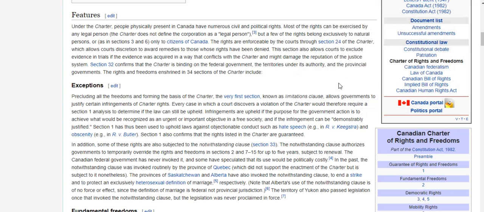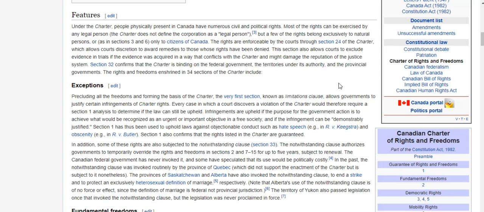These rights are enforceable by the courts through Section 24 of the Charter, which allows courts discretion to award remedies to those whose rights have been denied. This section also allows courts to exclude evidence in trials if the evidence was acquired in a way that conflicts with the Charter and might damage the reputation of the justice system. Section 32 confirms that the Charter is binding on the federal government, territories under its authority, and the provincial governments.